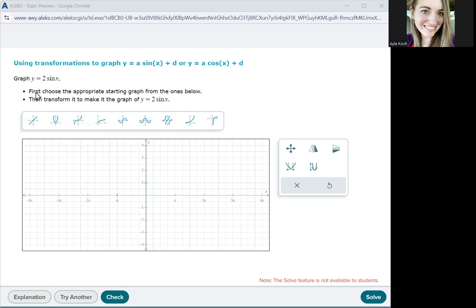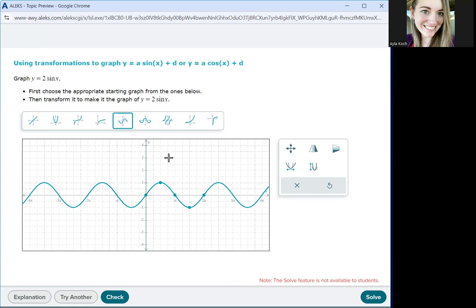We know sine starts at its midline. So you can see right here that at the origin, it clearly is starting at the origin, whereas this one starts at the y-axis, on its top point. So this is sine. So I'm going to put sine down. Now, what we need to do is make it look like y equals 2 sine x.